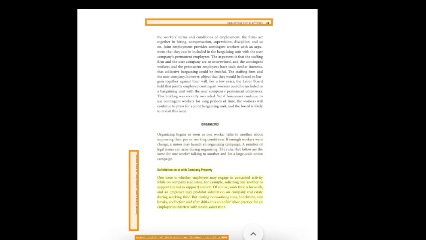Solicitation on or with company property. One issue is whether employees may engage in concerted activity while on company real estate, for example, soliciting one another to support or not to support a union. Of course, work time is for work, and an employer may prohibit solicitation on company real estate during working time. But during non-working time, lunchtime, rest breaks, and before and after shifts, it is an unfair labor practice for an employer to interfere with union solicitation.